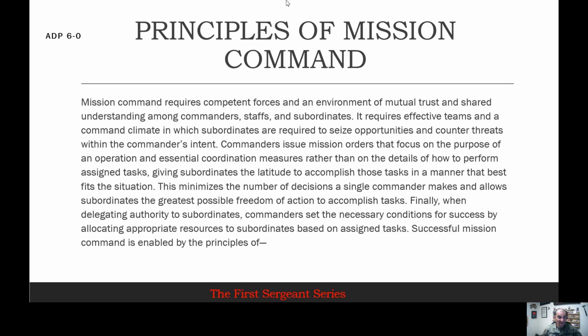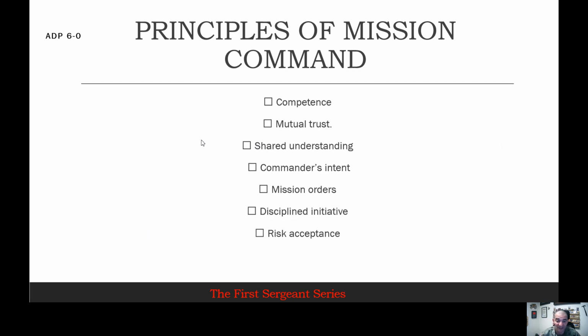So principles of mission command, like I said, requires forces, right? We've already talked about this. These are the building blocks and the foundation right here. I'm going to say them one more time. Competence, mutual trust, shared understanding, commander's intent, mission orders, discipline, initiative, and risk acceptance.